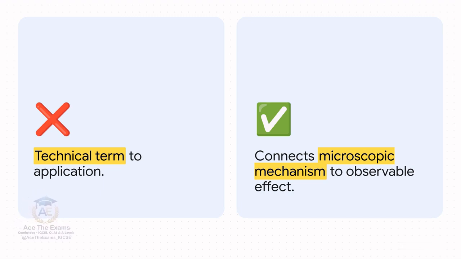Now, what's really interesting about this contrast is, on the left side, the student states the correct technical term and immediately jumps to a real-world application like a semiconductor. Honestly, it feels like a good answer, right? But it scores terribly. Over on the right, we have a highly disciplined paragraph. It connects the microscopic mechanism, that continuous network of covalent bonds, directly to the observable physical effect like a high melting point or extreme rigidity, before it even mentions the application.